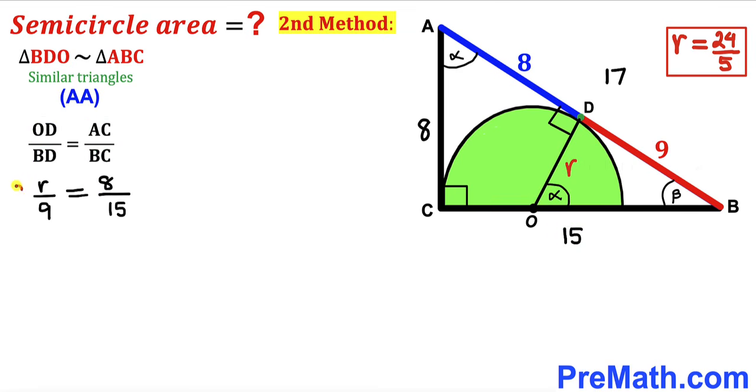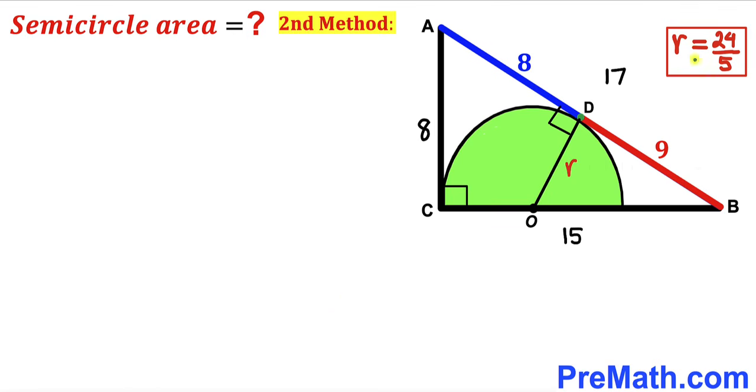And now I'm going to multiply both sides by 9 to isolate lowercase r. And here we can see 9 and 9 is gone. So therefore, lowercase r turns out to be 8 times 9, which is 72, divided by 15. And if we reduce this fraction, our lowercase r turns out to be equal to 24 divided by 5 units. So thus our radius lowercase r turns out to be 24 divided by 5 by using the second method as well. And here's our final step.